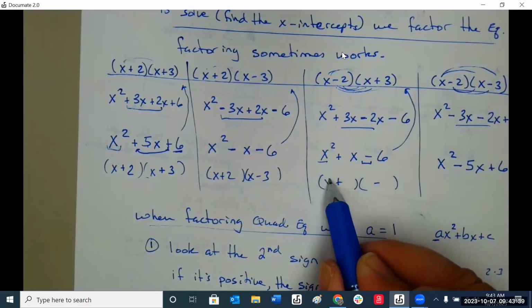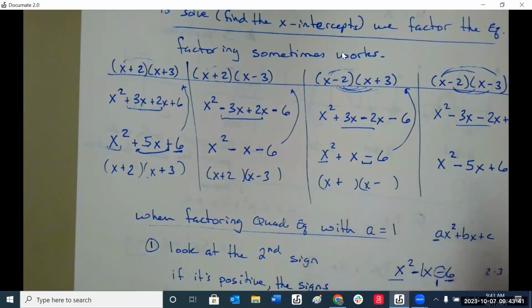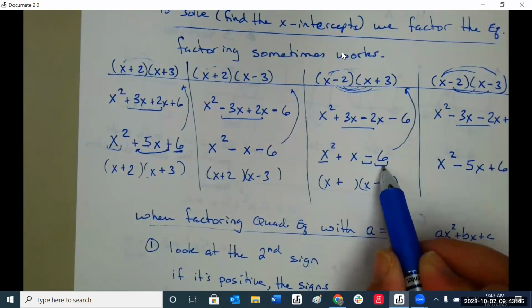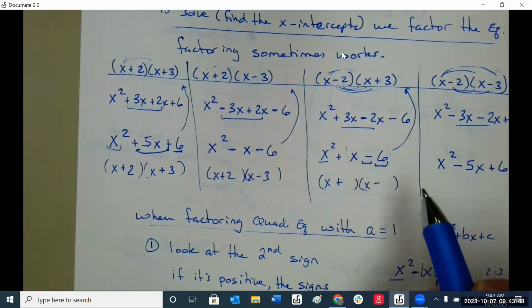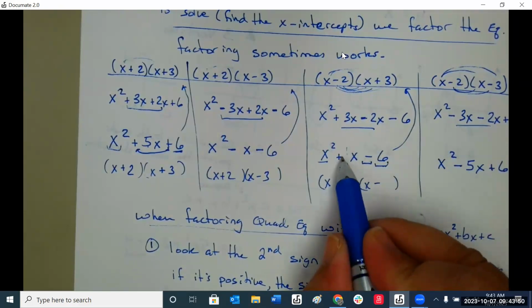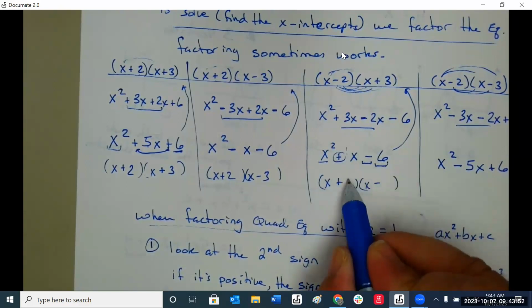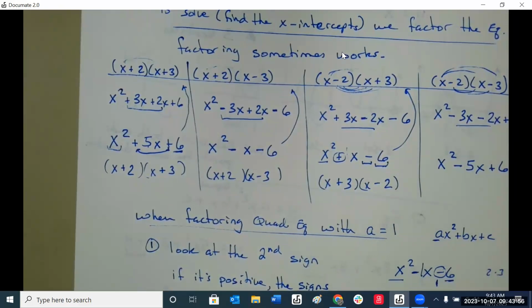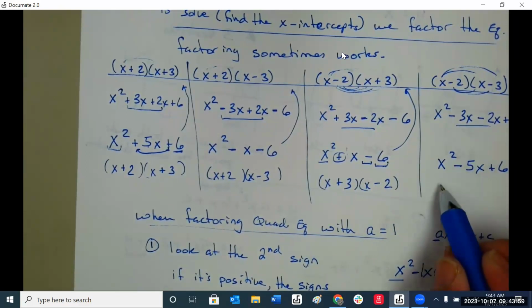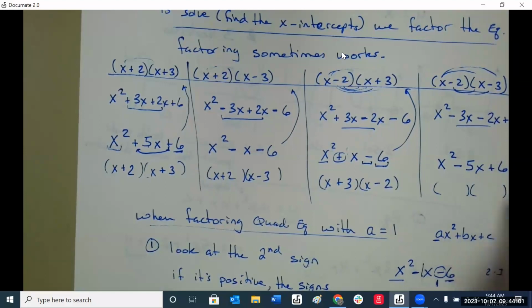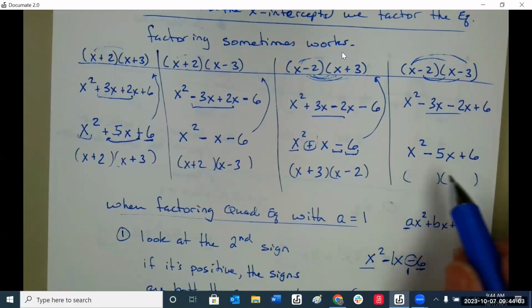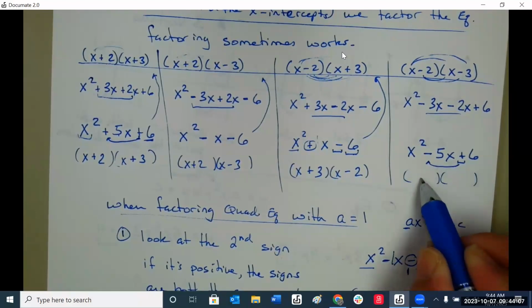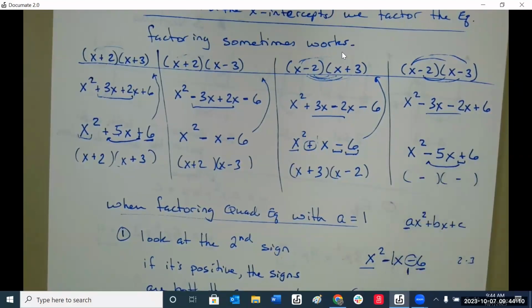What times what is x squared? X times x. What two numbers multiply to give you 6? When you subtract them, you get 1. 3 and 2. First sign is positive, so 3 gets that one. The bigger number gets the first sign. Second signs are positive, so they're both the same. They're both minuses in this case, since that's the first sign.